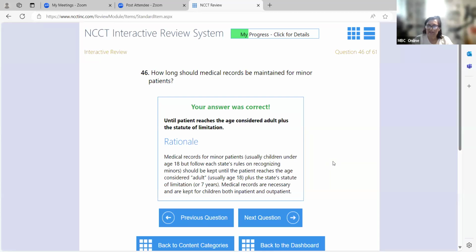And then there's also the statute of limitations. Every state has a statute of limitations for how long records must be kept from the last visit the patient was seen in your office. So it could be 7 years. If the patient is 15 and the legal age is 18, you're going to wait until they're 18 and then add 7 more years until the statute of limitations is over.